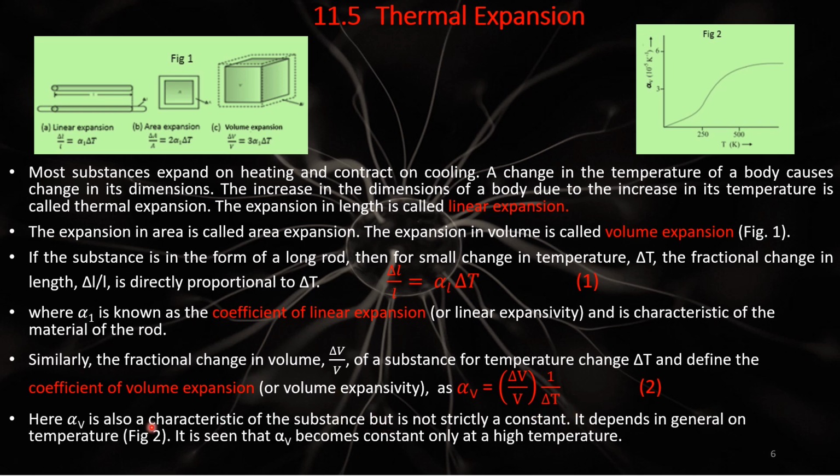In equation 2, alpha V is called the characteristic of the substance, but it is not strictly a constant. That is, alpha V is strictly not a constant. It depends in general on temperature. See the graph in figure 2, which shows the variation of the so-called constant alpha V with respect to temperature, with temperature on the x-axis and alpha V on the y-axis. If you see here in the curve, at higher temperature it is almost constant. Thus, it is seen that alpha V becomes constant only at a high temperature, that is this flat curve.